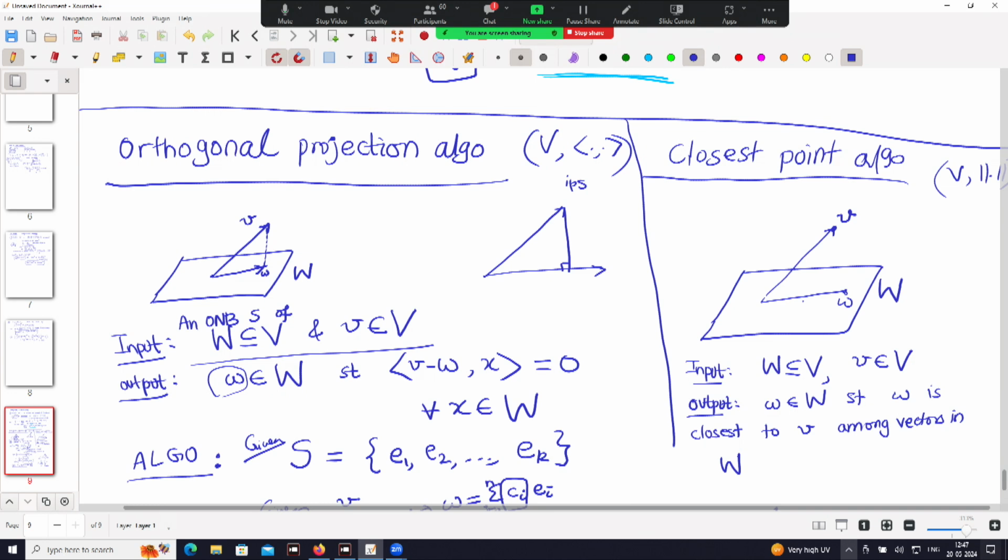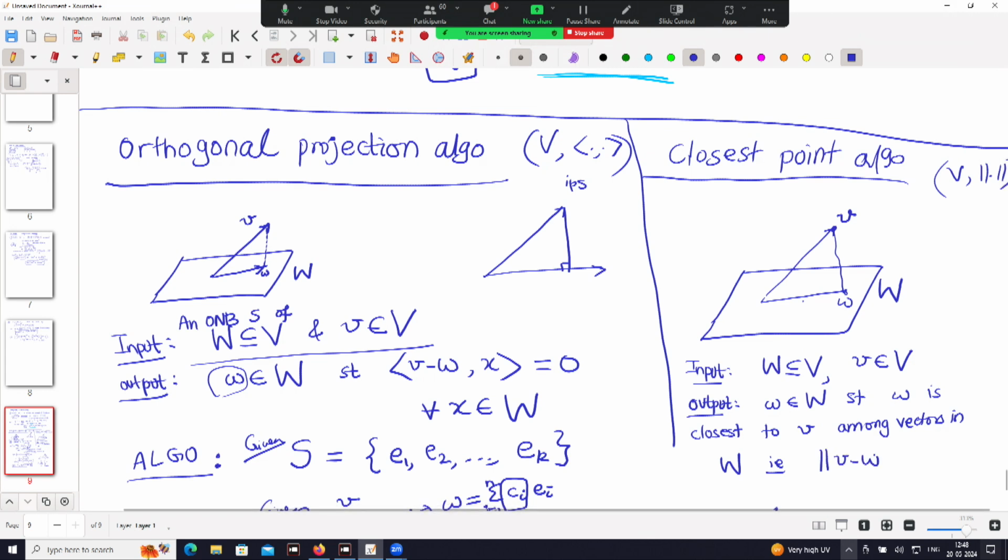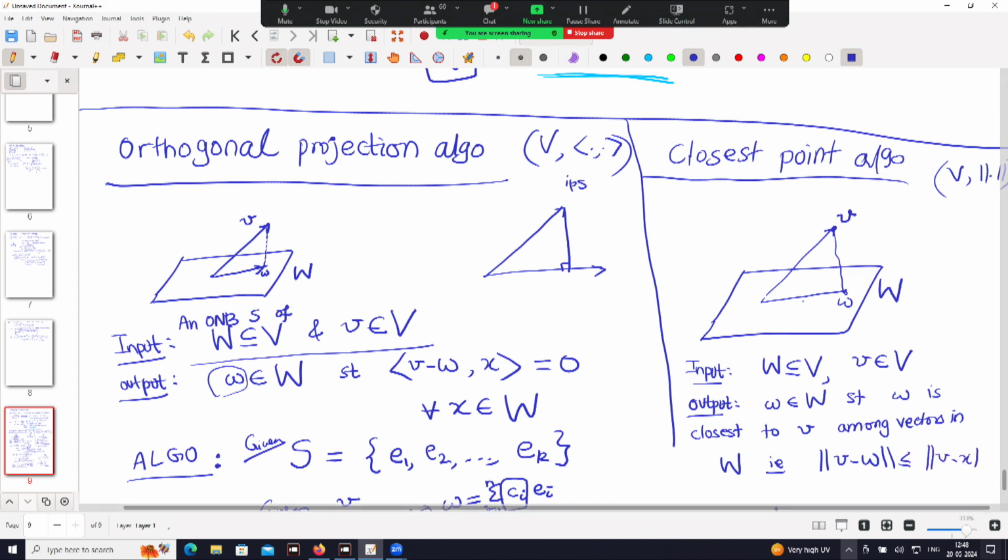Okay, among all possible vectors in W, I want to find the one which is the closest possible to V. What does that mean? How do I rewrite it in terms of norm? In other words, I want the norm of V minus W. This is the distance of that vector, the length of that vector. The norm of V minus W should be less than or equal to the norm of V minus X for all X in W. So this is how you formulate that question.